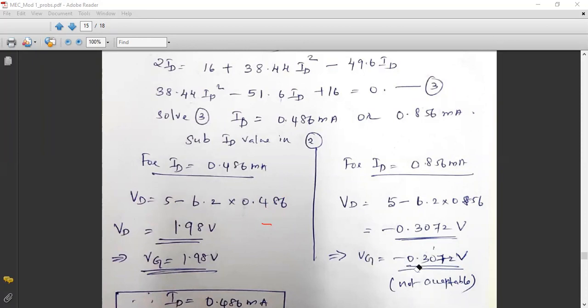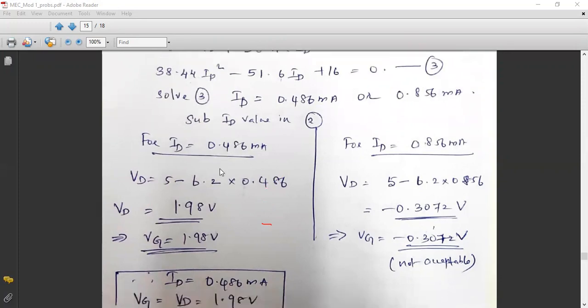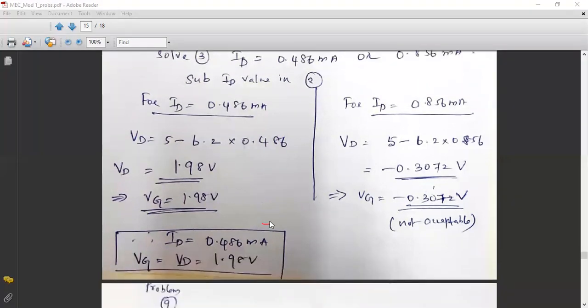Here it is negative, right? The gate voltage is negative. Being an NMOS transistor, the negative voltage will lead to high resistance only. Channel will not get induced. As a result, conduction will not take place. So the most suitable value for this NMOS transistor is positive 1.98 volt. So that we will take as our final VD, and the corresponding ID, that is 0.486 milliampere, we will take as the final current for the designed value. I mean, for the standard value.